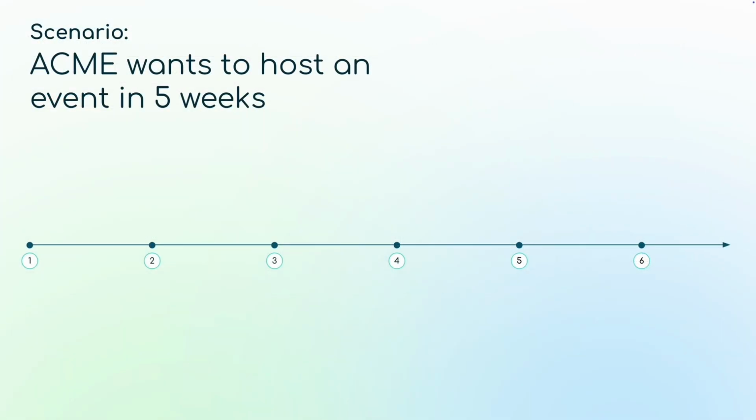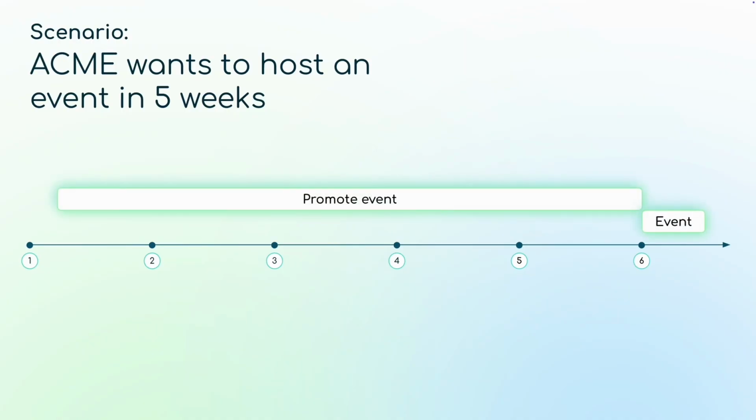Here's the scenario. Acme's marketing team is planning an event in 5 weeks. They know they need at least 4 weeks promotion time, which puts the team under pressure, with only a day to build and launch the event page. I'm about to show you how Joey, the content editor, builds this page in record time using a pre-built template.